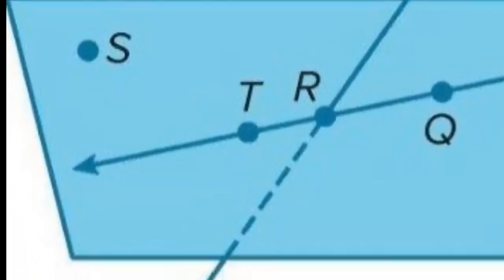Could I add more names if I decided to name another point over here and I called it W? Could I now have more names for that line? I could have a lot more names. I could do WT, TW. I could do WR, RW. I could do WQ, QW. I could have all those different names added on if I added another point on there.